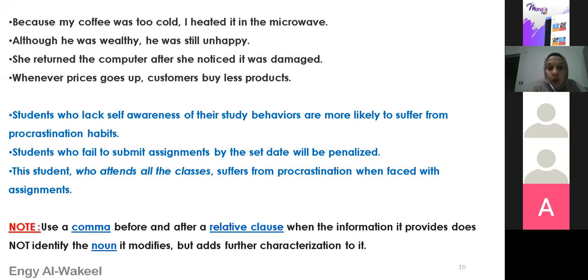This student who attends all the classes suffers from blah, blah, blah. So if you remove "who attends all the classes," and you say, "This student suffers from blah, blah, blah," when you remove that part, it will not affect the meaning of the sentence and you will have a complete sentence, because it's not a main part of my sentence. But when what comes after "who" is a main part, in this case I don't put the commas. Let's go back to our example sentence to check.